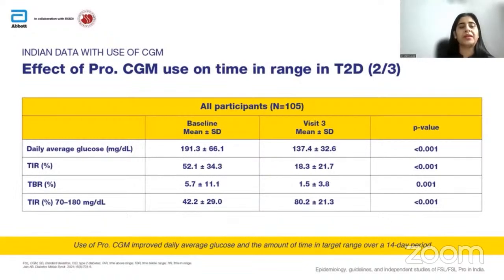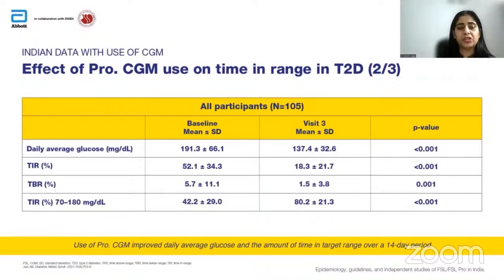an improvement in the daily average glucose. From 191, it comes down to 137.4. Time above range comes down from almost 52% in the beginning to 18% towards the end. The time below range, that means the hypoglycemias, improve from 5.7% in the beginning to 1.5% at the end of day 14.